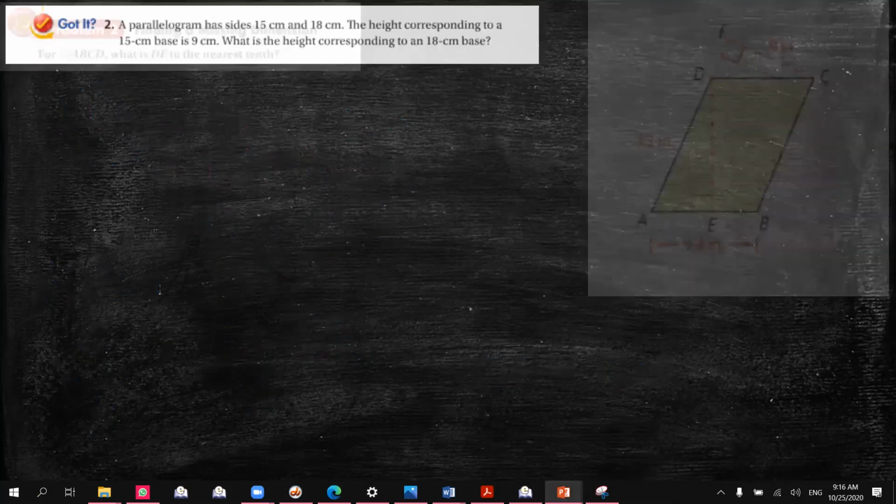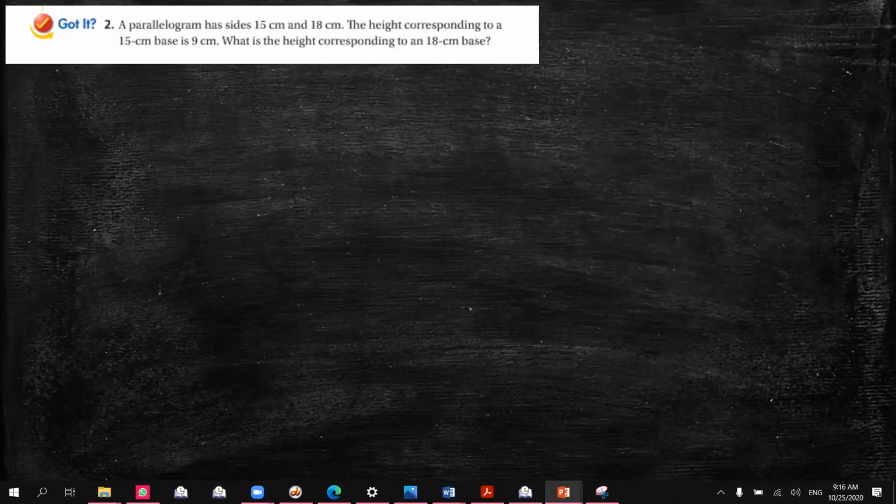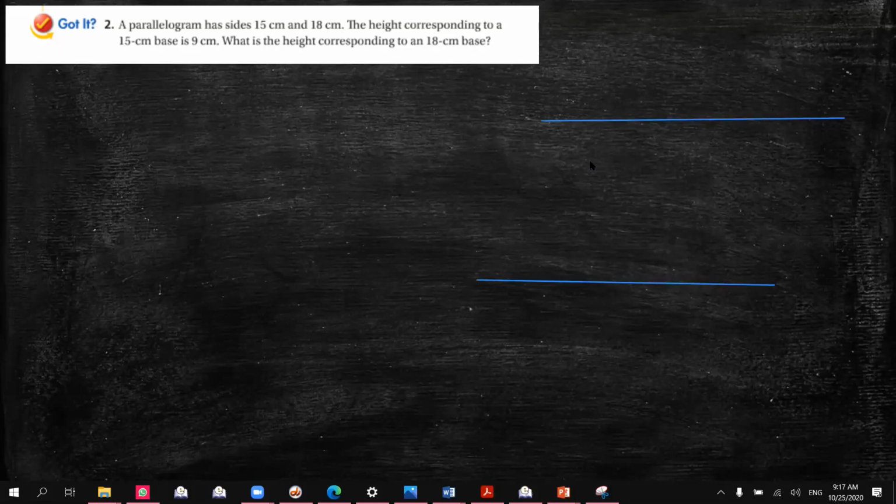Now, look at this one, number two here. In this one, there's a parallelogram that has sides of 15 centimeters and 18 centimeters. Okay, so here now, one by one. You have a parallelogram. This one is 15 and the second is 18.